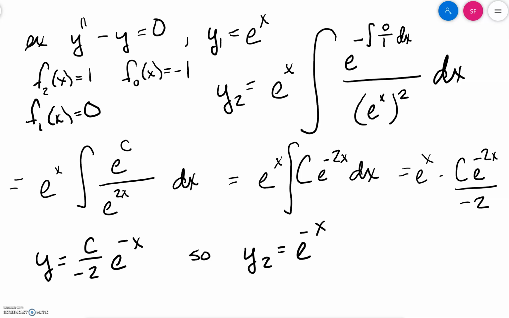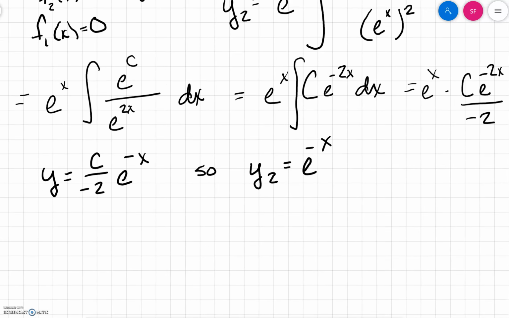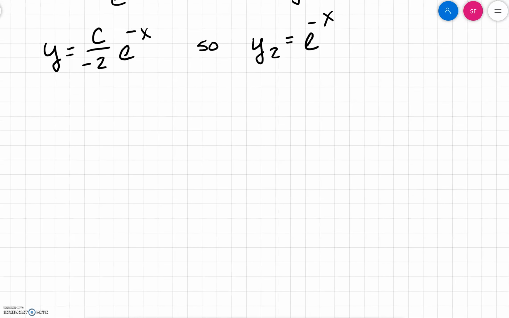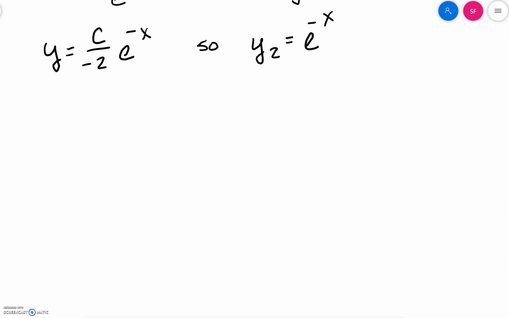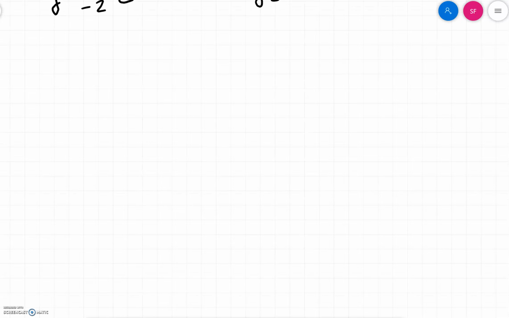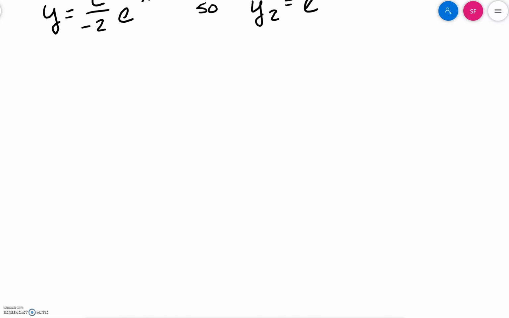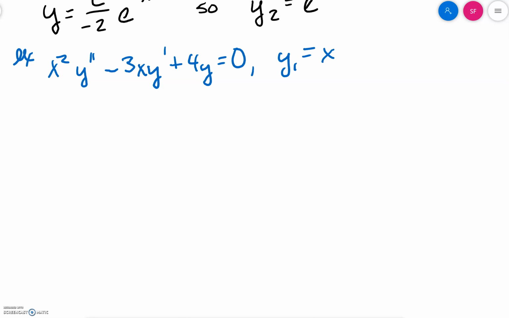Let's do another example where you can't do it. We don't have linear coefficients. So let's go again. Let's do blue this time, just to make things different. So new example. My new example is x squared y double prime minus 3xy prime plus 4y equals 0, and my given solution is x squared.